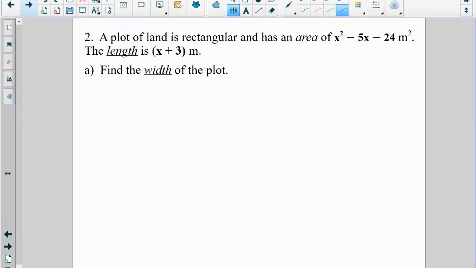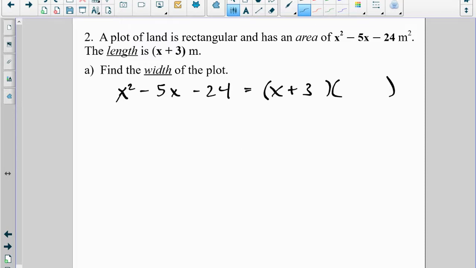Here's another example. This time we're dealing with a much larger area, not just a computer screen. It says a plot of land is rectangular and has an area of x squared minus 5x minus 24 meters squared. Now we also know the length is x plus 3 meters. We're asked to find the width. So what it looks like here is we're going to take that area, x squared minus 5x minus 24, and try to figure out what the factors are, knowing that one of my factors is x plus 3 because that's the length. We're trying to find the width, the other factor.